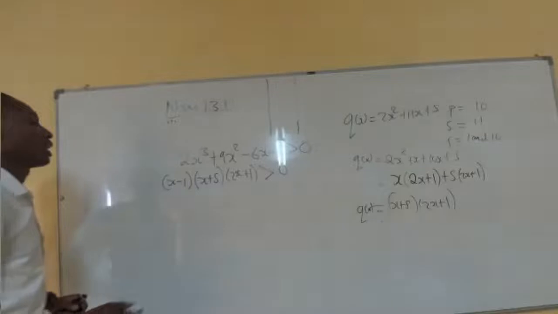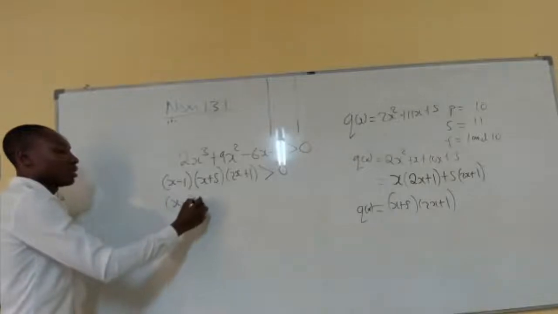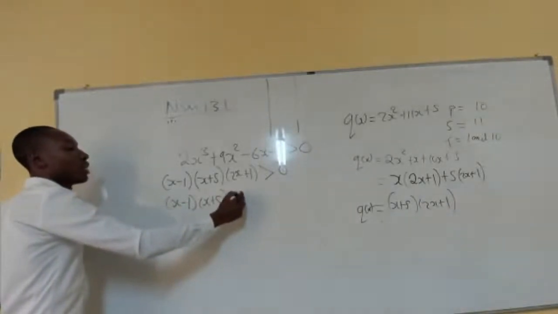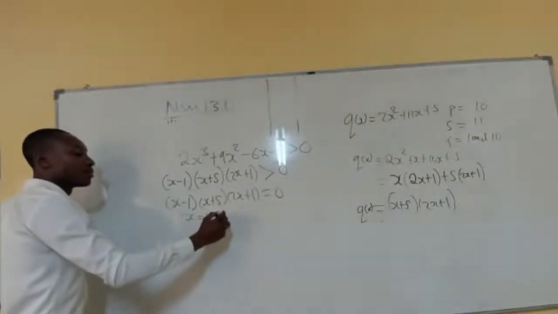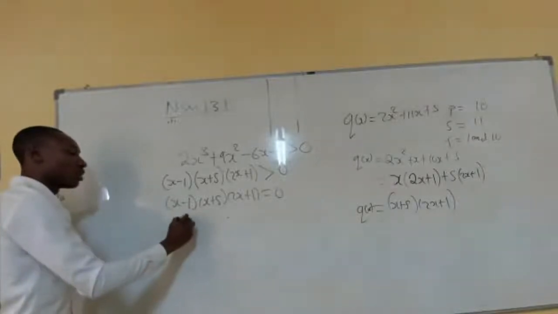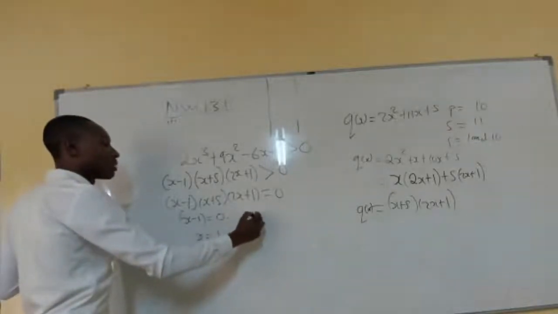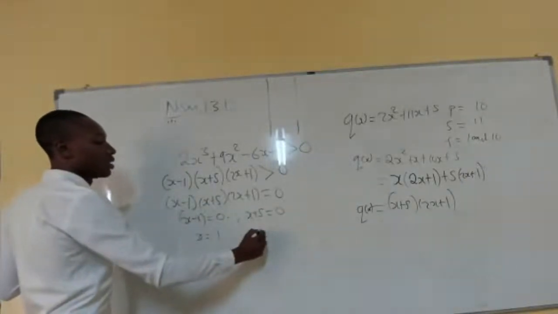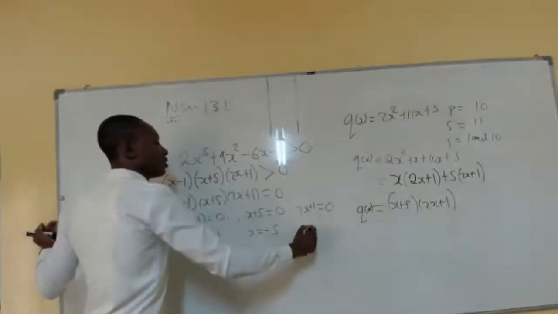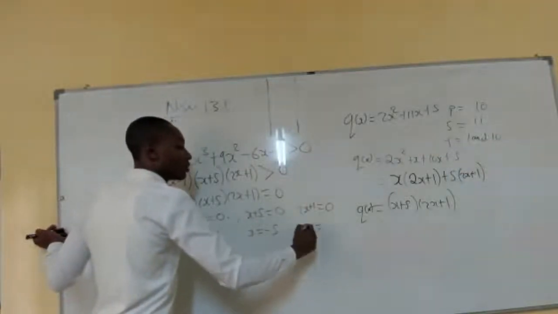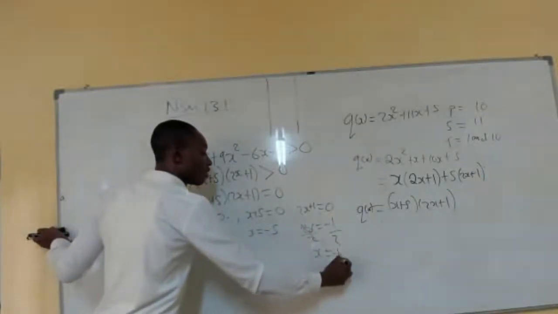So if I equate these to 0, what will we get? (x minus 1)(x plus 5)(2x plus 1) equals 0. x minus 1 equals 0, so x equals 1. The next one, x plus 5 equals 0, so x equals negative 5. And lastly, 2x plus 1 equals 0, so 2x equals negative 1, so x equals negative 1 over 2.